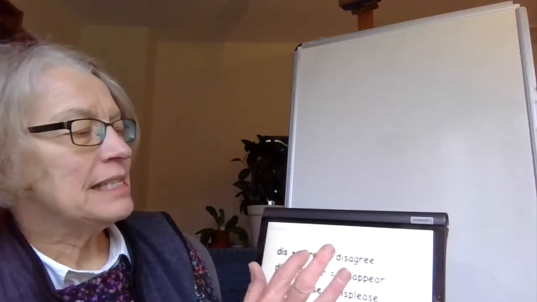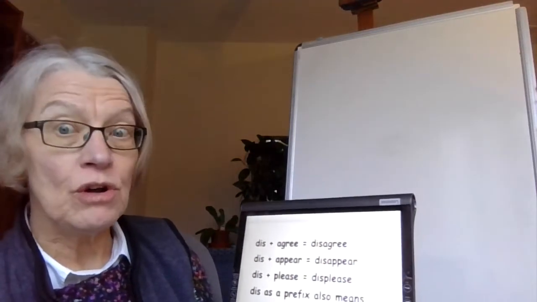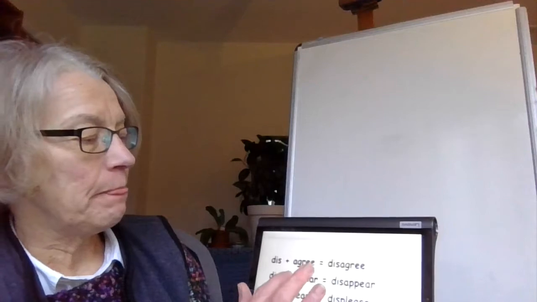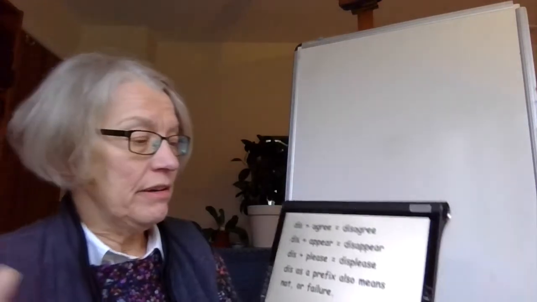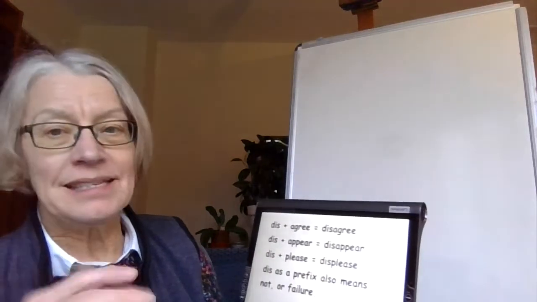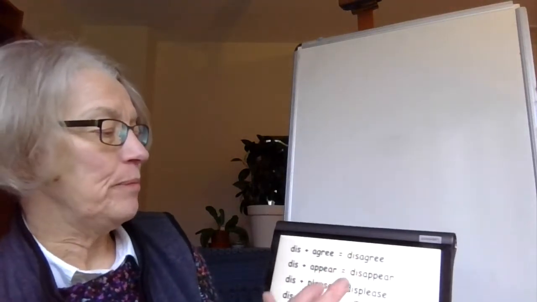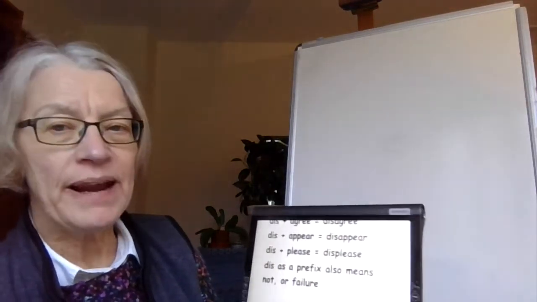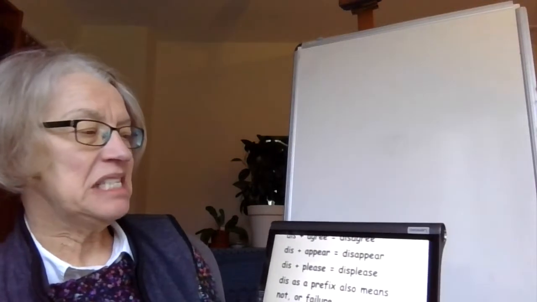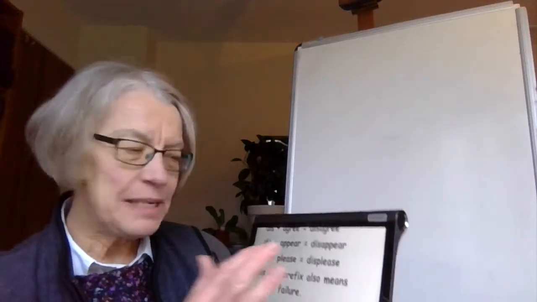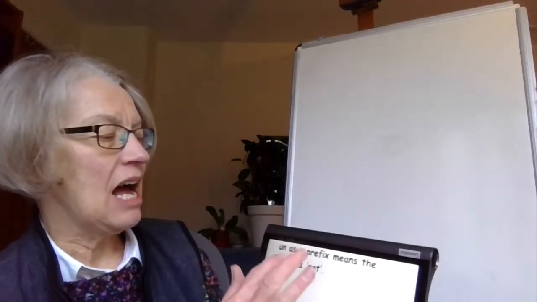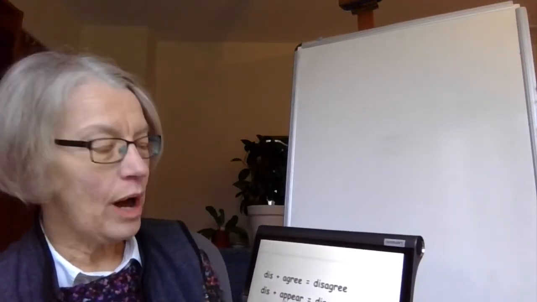So disagree means that you do not agree with somebody. Disappear means that it's gone. It's not around anymore. Displease means that you do not please somebody. So it's a bit like un, but not quite.